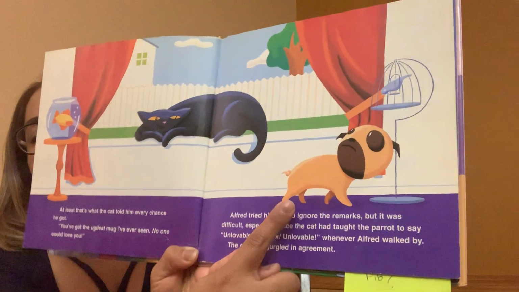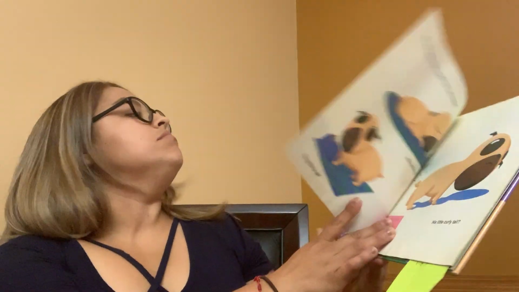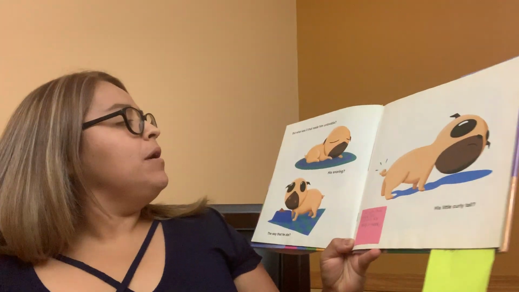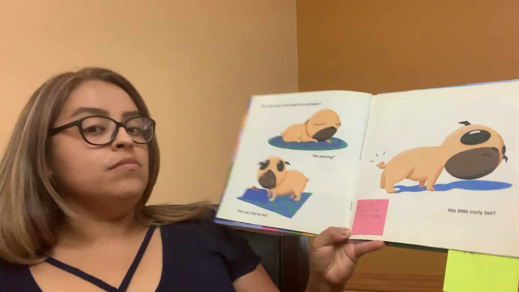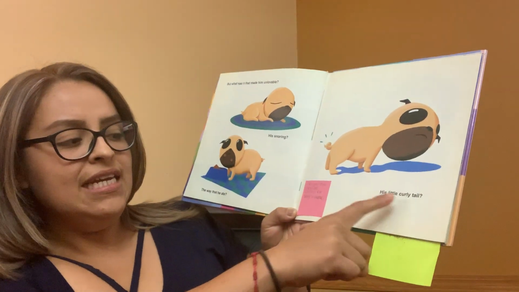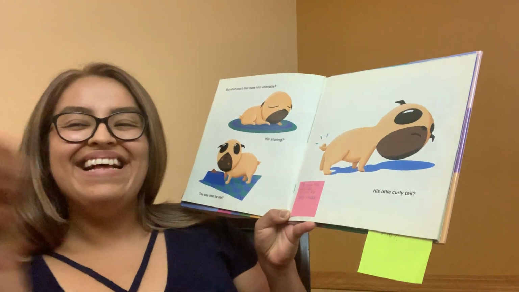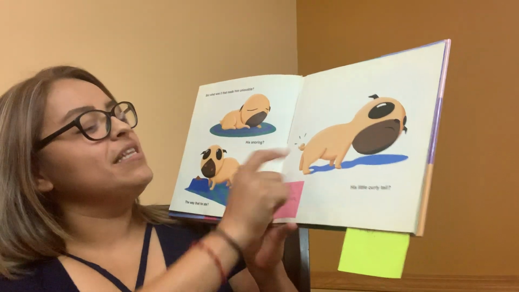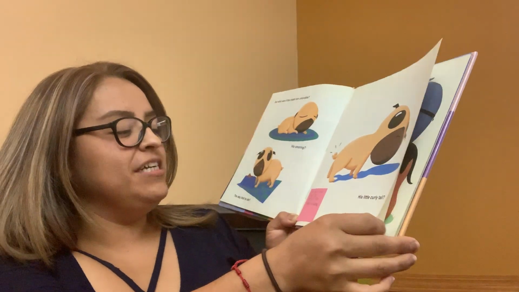Oh, he's not having a good time. Maybe he is feeling sad. But what was it that made him unlovable? His snoring? The way he ate? His little curly tail? Yes, that is a trait of his little curly tail. Nice observation.